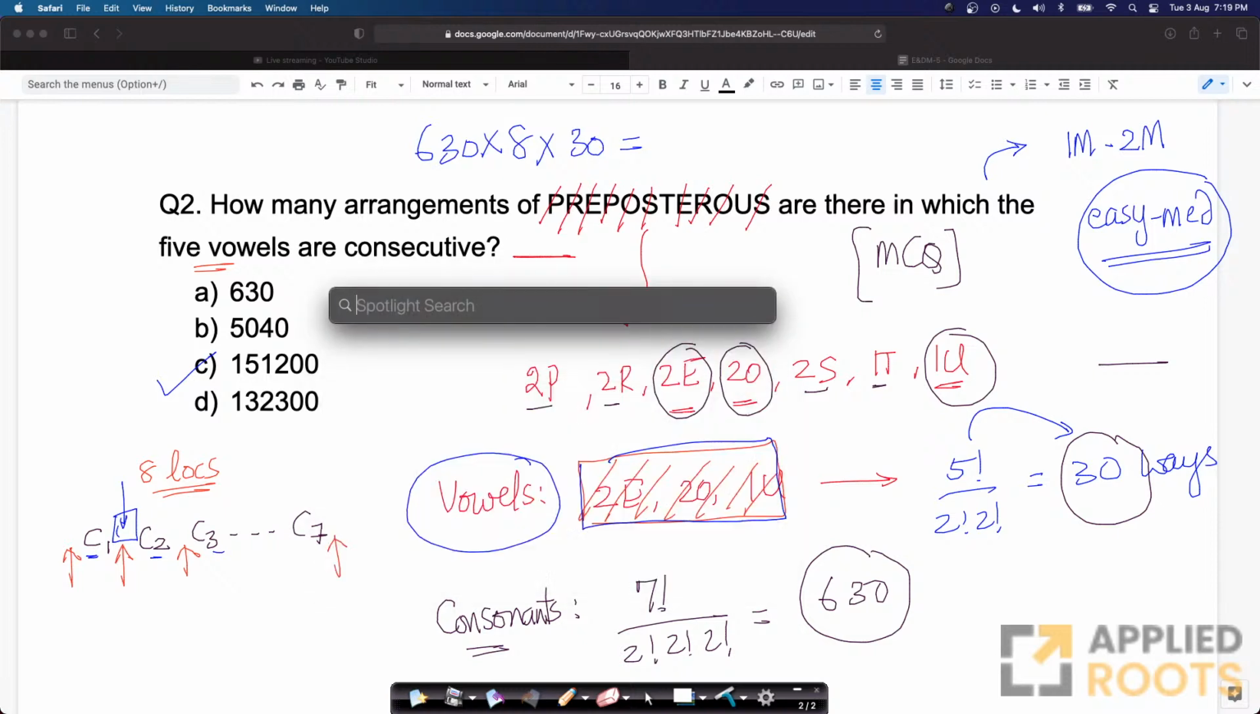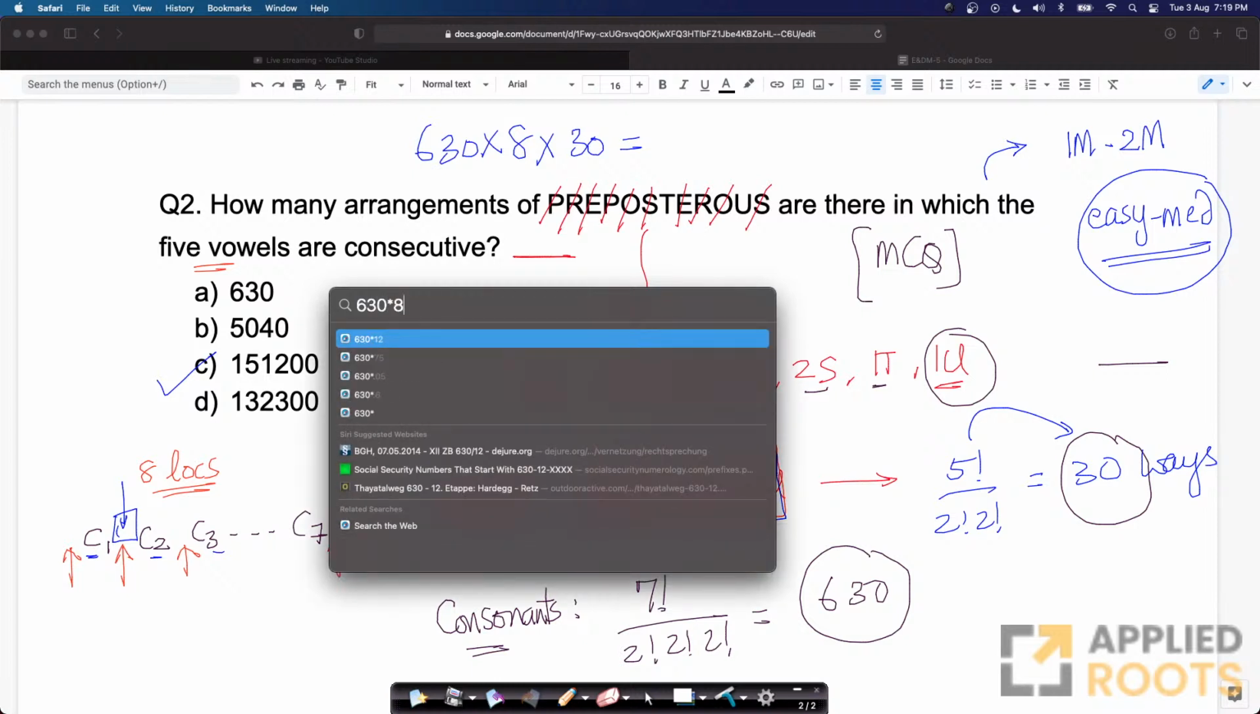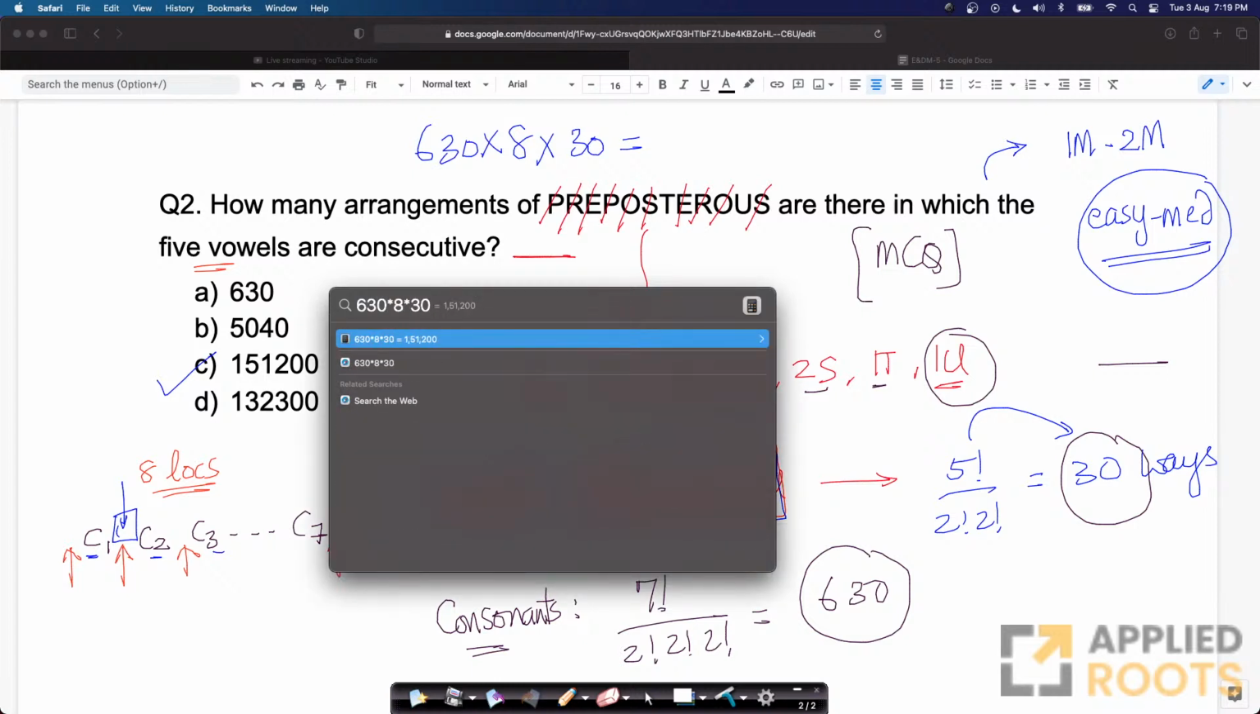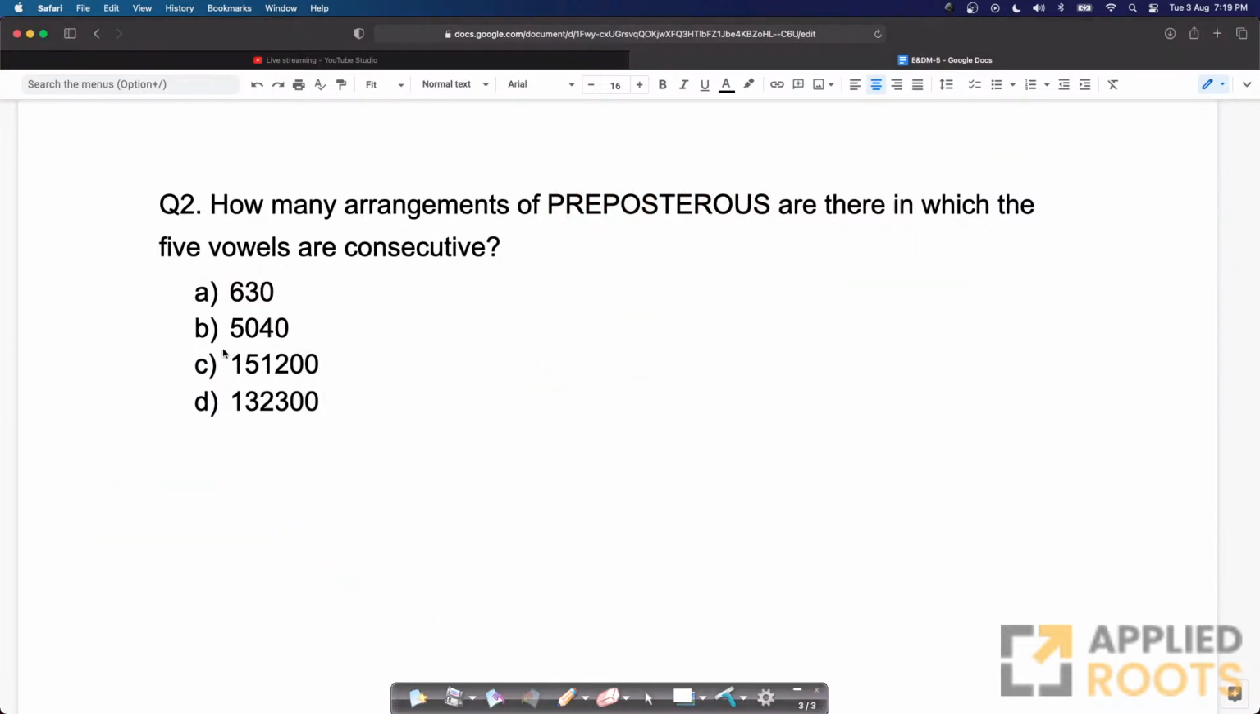630 into, sorry, 630, oh my bad. Okay, just give me a second. So that is 630 into 8 into 30. That's 151200, right? So that's it. So C is the right answer.